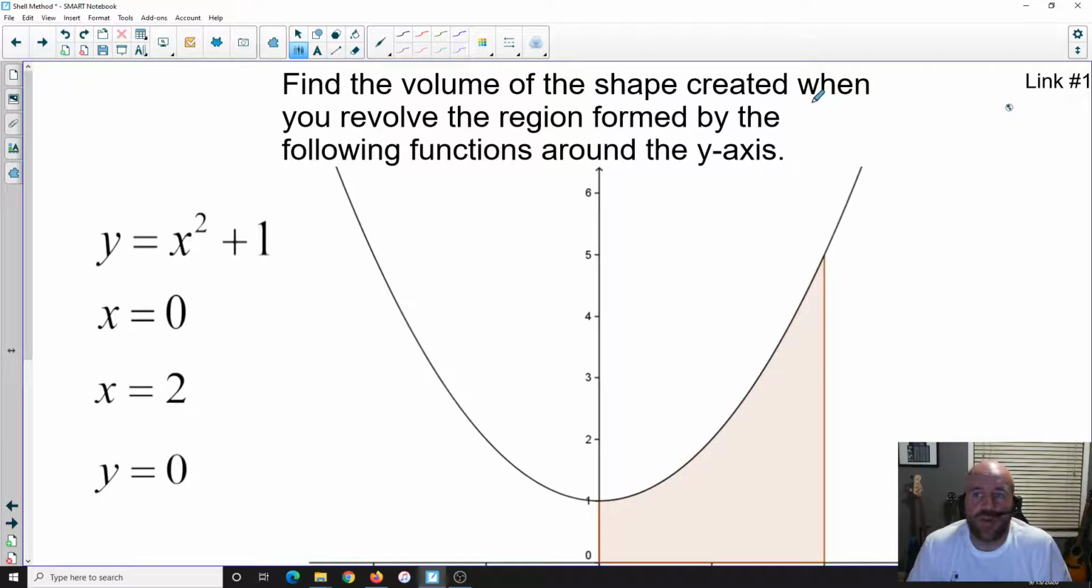Find the volume of the shape created when you revolve the region formed by the following functions around the y-axis. So we are going around the y-axis, so we need to be thinking in terms of x. The function is given by x squared plus 1. We're already in terms of x, so we're all good.